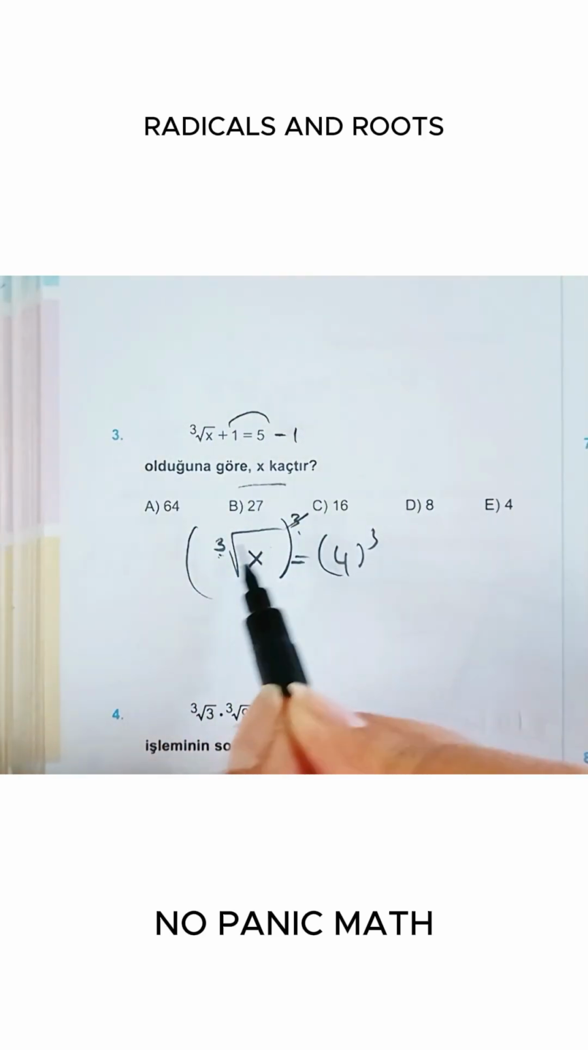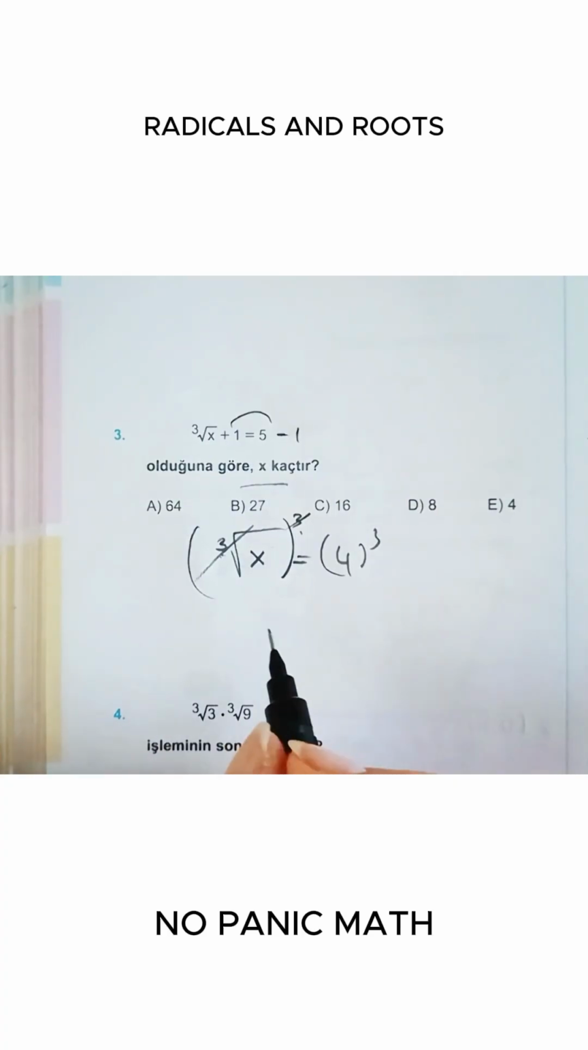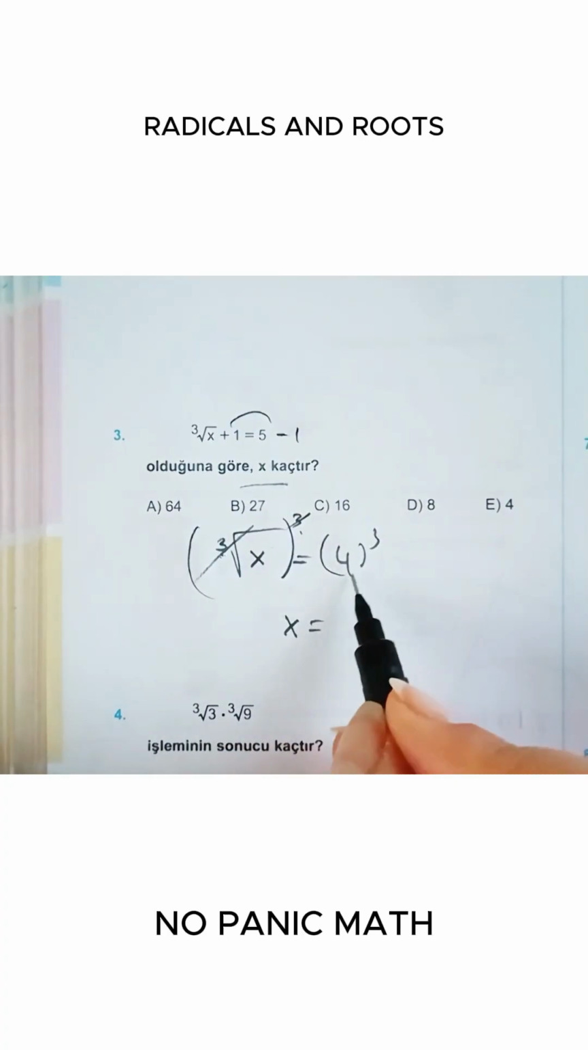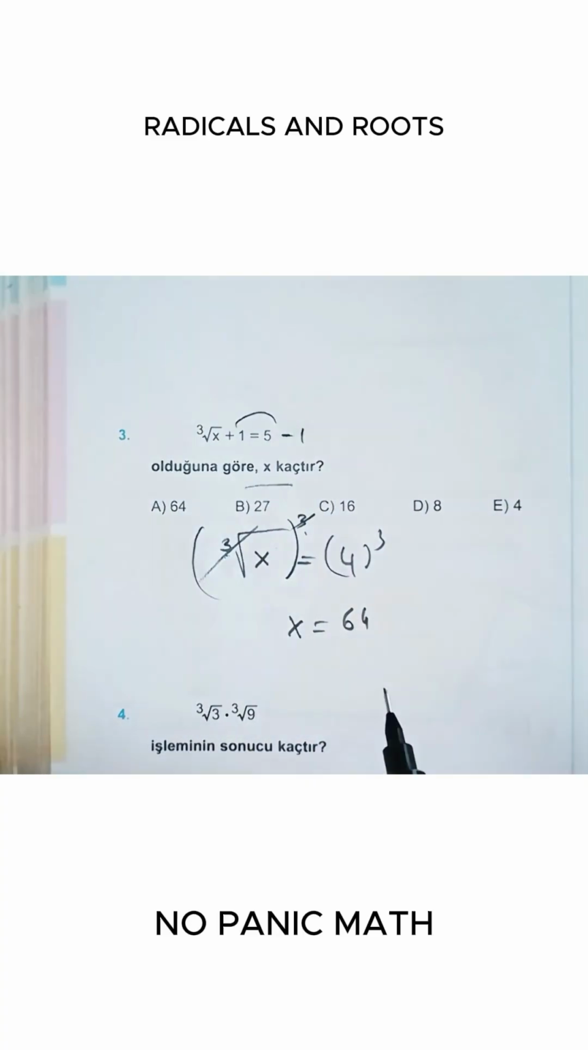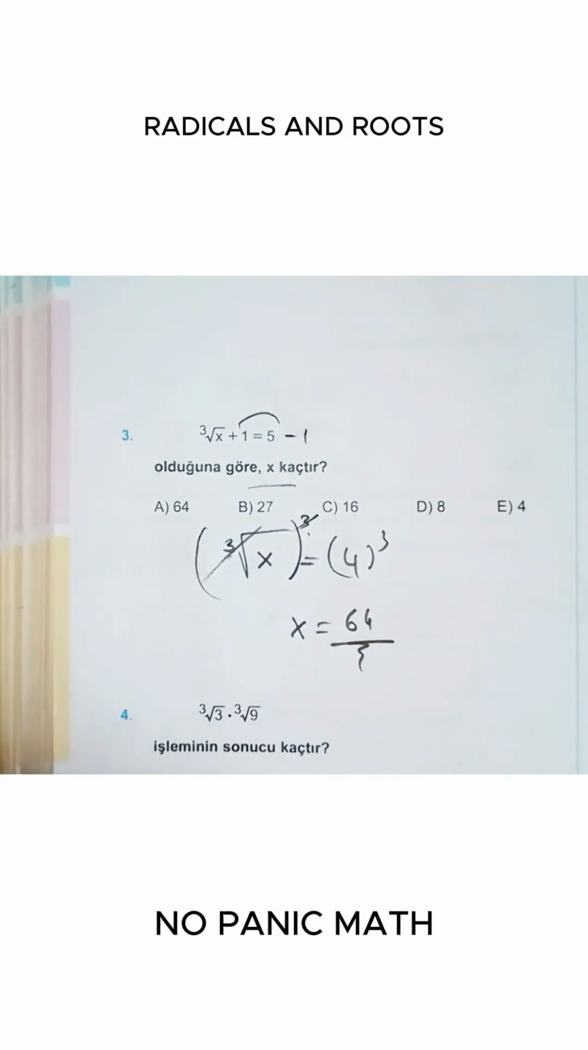That's it. So, what happened now? We've eliminated the root from x. Now we have x left. From here, we get 4 cubed. Guys, this will also be equal to 64. They asked us for the value of x. Here, x is 64. That's it.